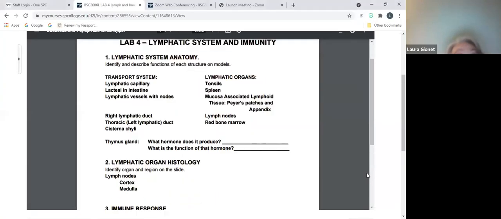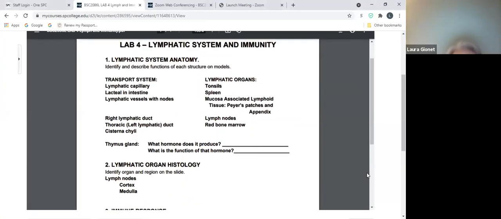All right, so part one was identifying a lot of the anatomy. We looked at a lymphatic capillary. The example we really looked at was that lacteal, that green structure in the intestine. We had a couple different models that showed lymphatic vessels with lymph nodes. Not so hard. A lot of those were found on the same model that indicated the right lymphatic duct and the thoracic duct, and where the cisterna chyli would be located behind the hepatic portal vein.